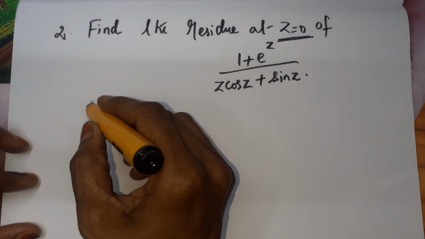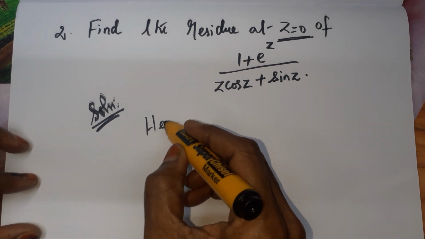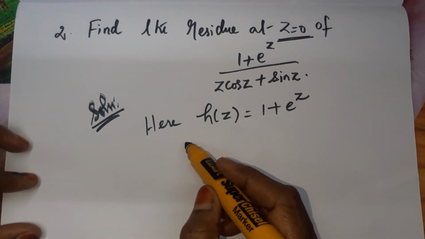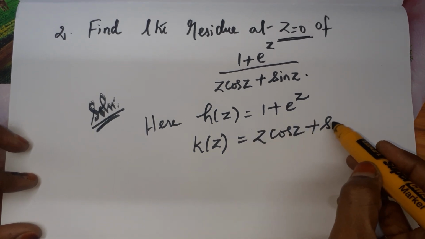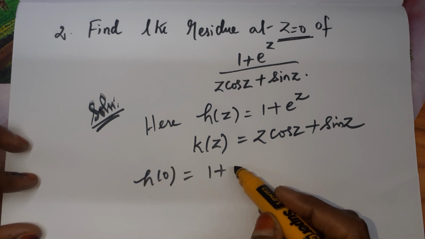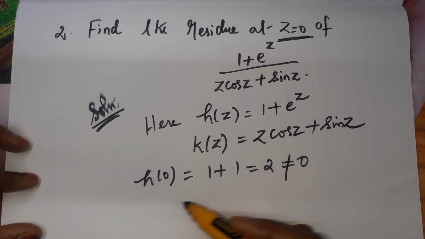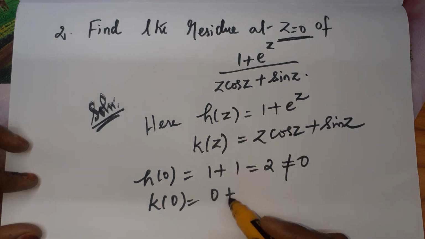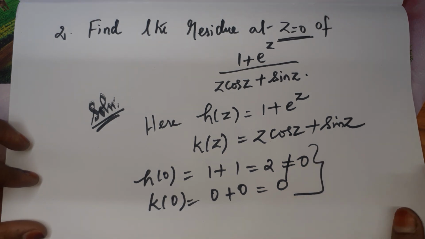Here, h of z is the numerator 1 plus e power z, and k of z is the denominator z cos z plus sin z. When we substitute z equal to 0, h of 0 is equal to 1 plus 1, since e power 0 is 1, so 1 plus 1 is 2, which is not equal to 0. And k of 0 is obviously 0 plus sin 0, which is 0. So these two conditions are satisfied, so we can apply that formula.